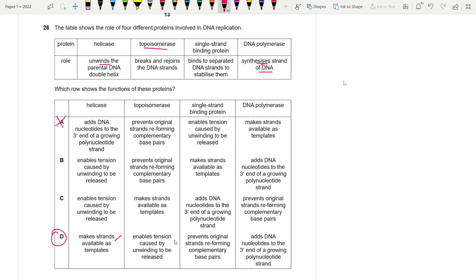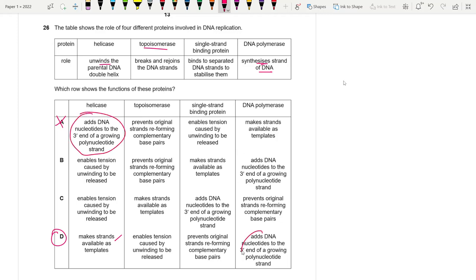Two coils, you're winding them around in the shape of a helix. If you let it go, they will have a tendency to open up by themselves, right? Some tension is stored. So topoisomerase actually enables tension caused by unwinding to be released. That's the role, remember that. DNA polymerase adds DNA nucleotides. This is the role of DNA polymerase.